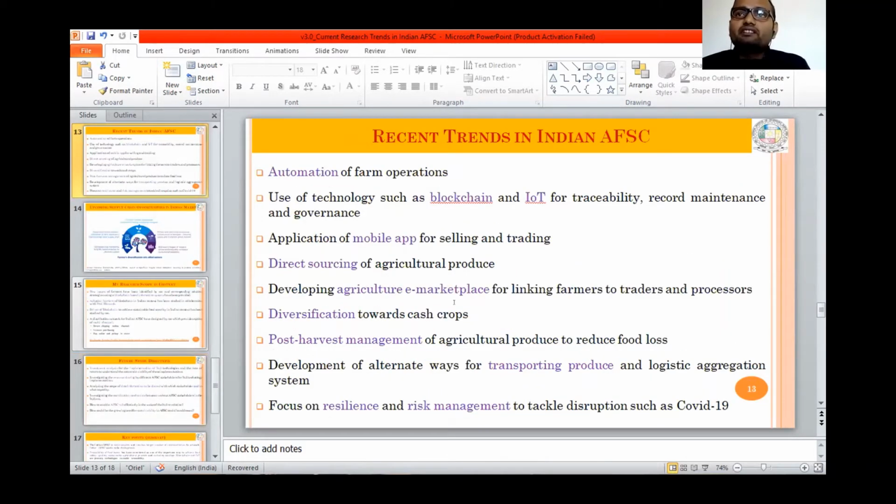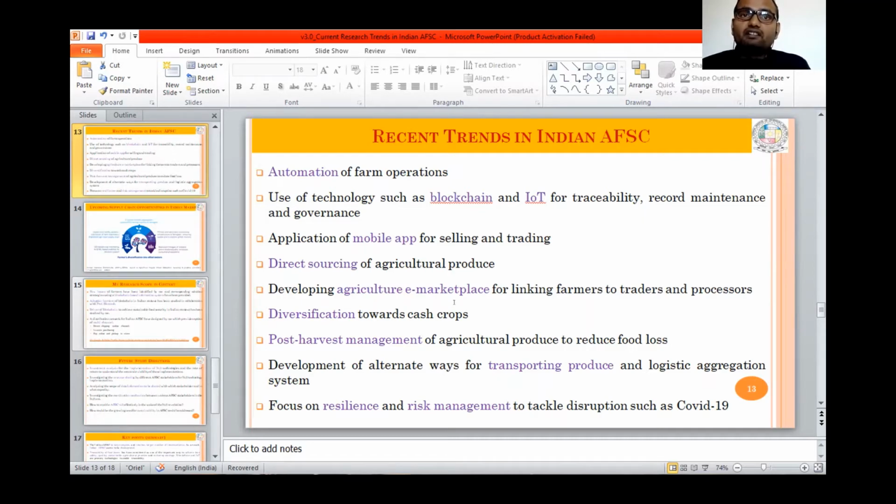What recent trends I am observing in the Indian AFCC is that we are doing lots of automation of the farm process to increase productivity. And recently blockchain has been popularized, with even a few Indian state governments using it for various activities. Recently the government of Telangana, which is building a new capital for itself, has used blockchain to procure the land, and for record maintenance they are using this blockchain. This blockchain and IoT, in conjunction, can be used for traceability, record maintenance, and governance.